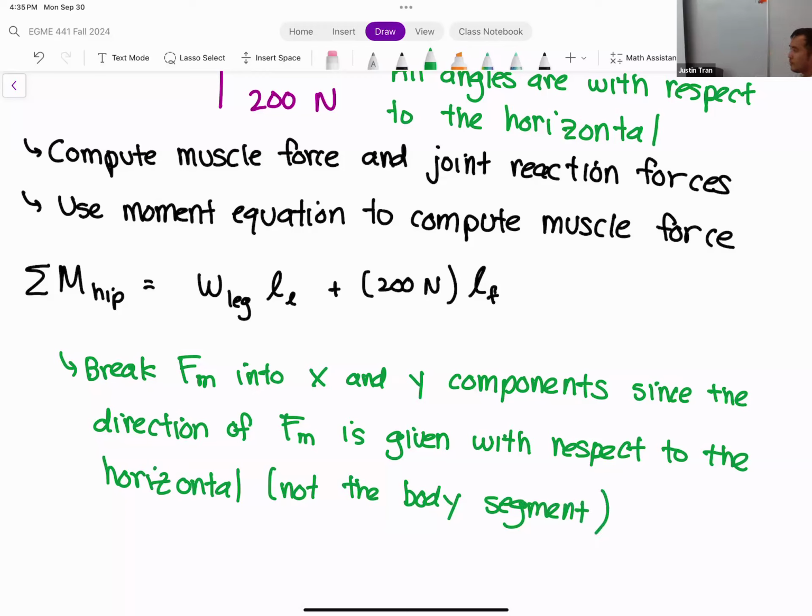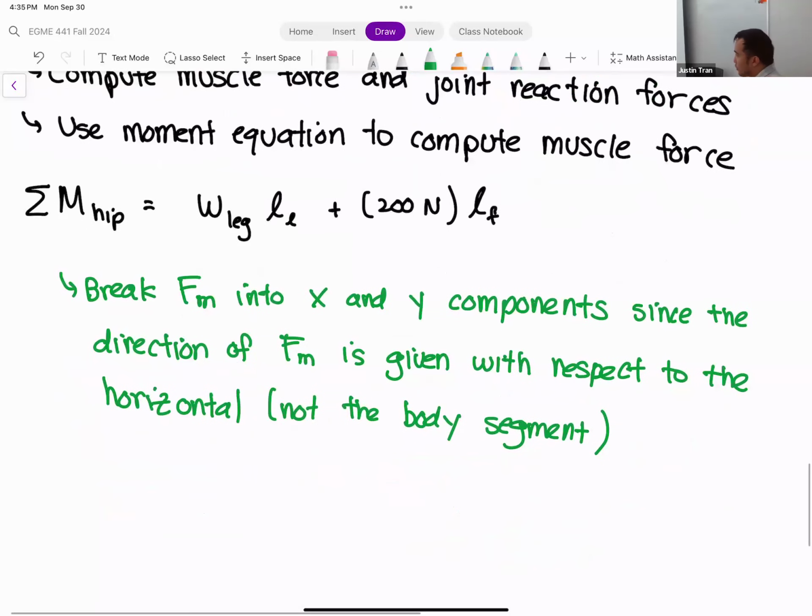So you won't see this too often, basically the only place that we see this really is in the hip, but just something to be aware of. So it's kind of a small caveat, but it does actually make a big difference in terms of how you solve the problem. Okay, and so if we break FM up into its two components, right?